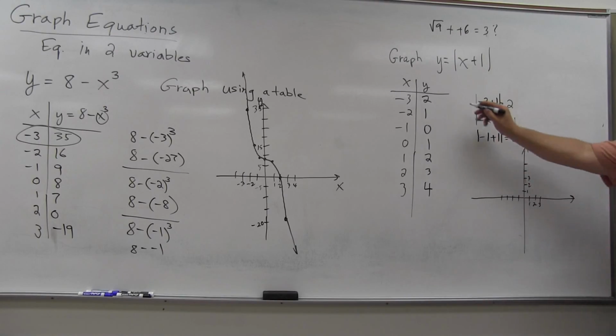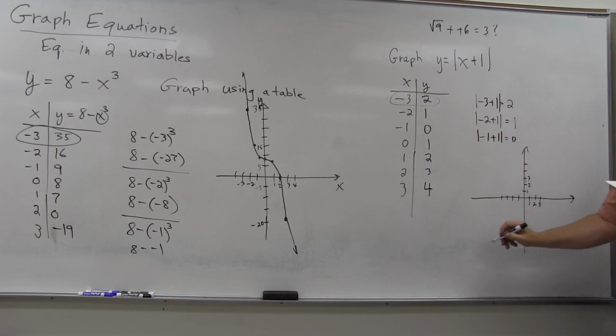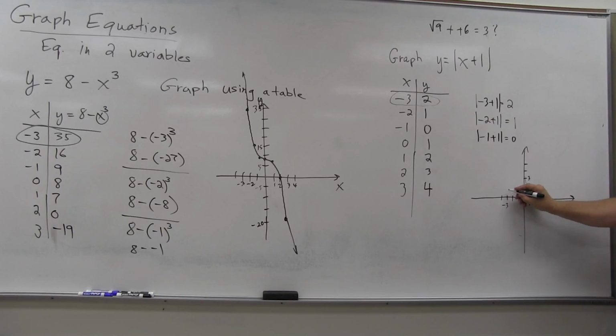All right, we've got a negative 3 and y is 2. So negative 3, y is 2. Negative 2 is 1. Negative 1 is 0. 0 is 1. 0 goes with 1. 1 goes with 2. And then x is 2, y is 3. Oops, yeah, that should have been higher. And then 3 goes with y is 4.